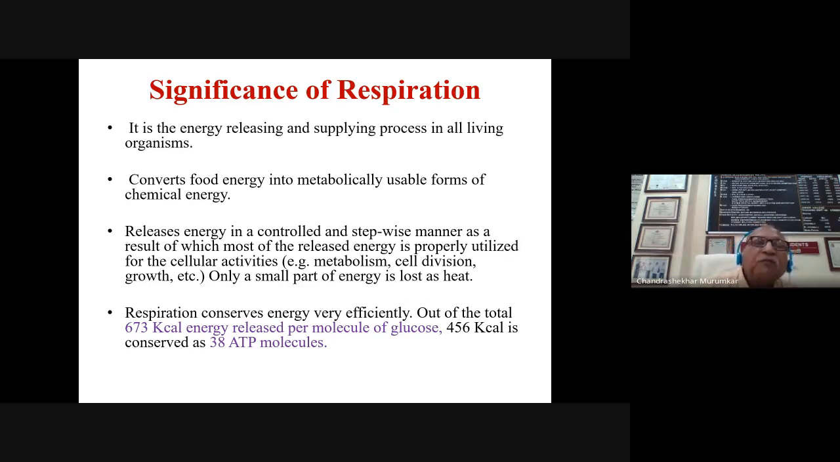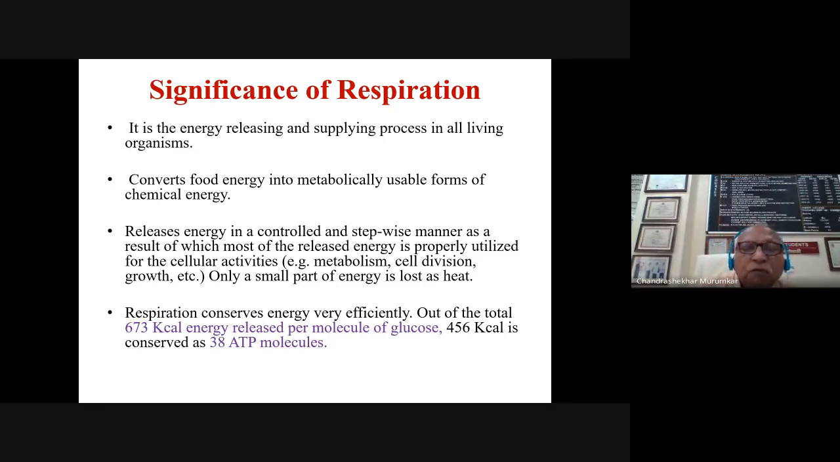It also converts the food energy into a metabolically usable form of chemical energy. So the reserve energy, which is present in the form of reserve food material, is ultimately converted into the ATP form. It is releasing the energy in a controlled and stepwise manner, as a result of which most of the released energy is properly utilized for various cellular activities. Now these activities like metabolism or cell division, obviously the growth, and some of the energy obviously during this formation is being lost as heat.